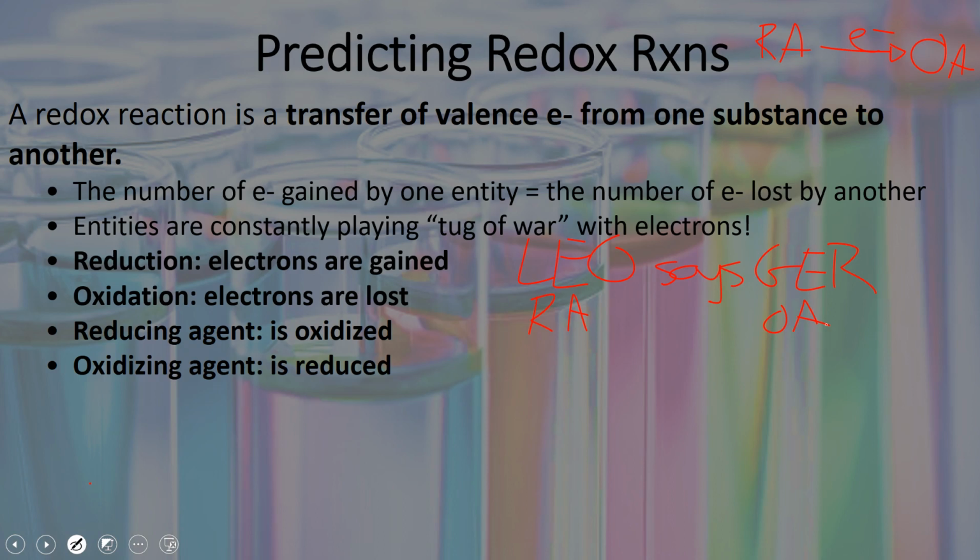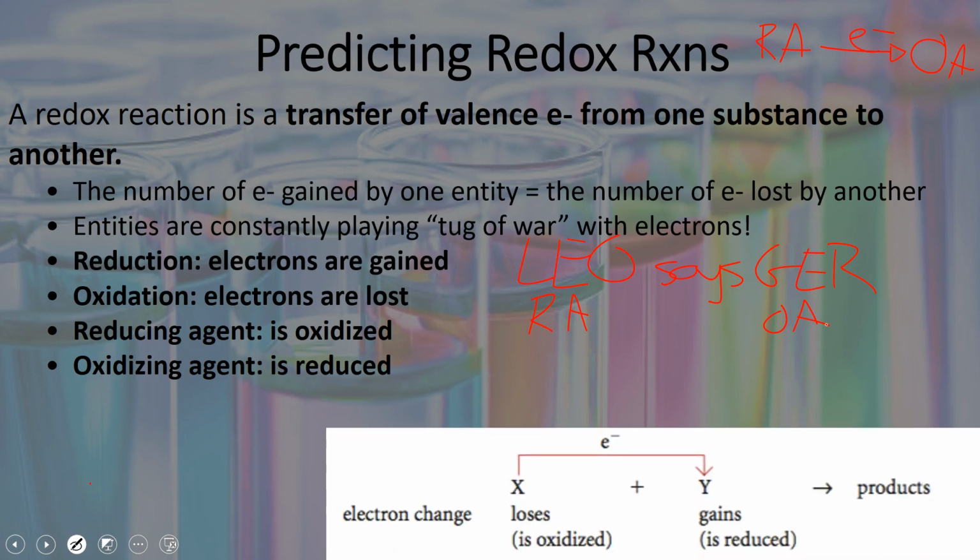And we did that the first few units over and over again, because they're going to ask you which one lost electrons, which one gained electrons, what's the OA, what's the RA? And you have to be able to identify those. And so just again, talking about the electrons.